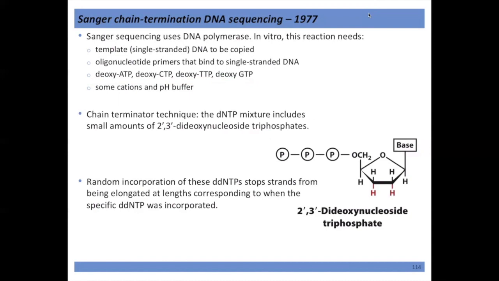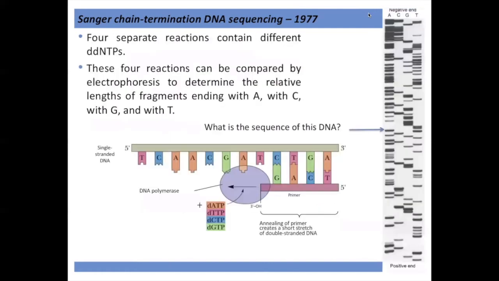And then what happens is you get random incorporation of these dideoxynucleotide triphosphates. And once you include that in the strand, it stops. Now, what's important to think about here is that you've got millions and millions and billions of strands in there. So when you do this reaction, you're going to get all possible terminated sequences.